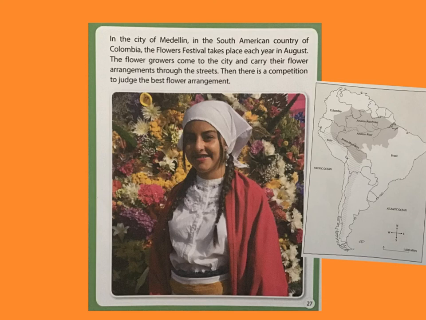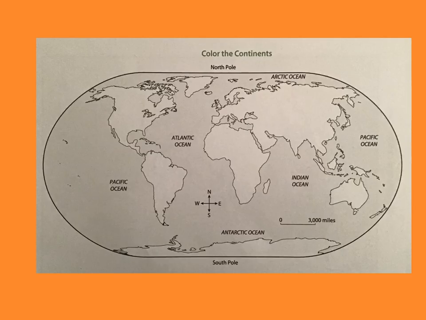Okay, remind me again, what festival happens every year in August in the city of Medellin in the country of Colombia? Right, it's the Flowers Festival. Good job. Now I'd like you to pull out this worksheet called Color the Continents. And we're going to color the 2 continents that we visited so far.